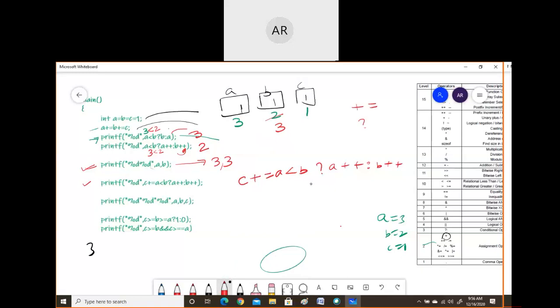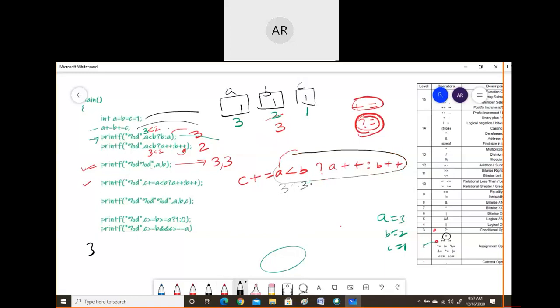Here we can see that there are two operators: the plus equal to, and the ternary operator. In the table we can see this is the plus equal to, and this is the ternary operator. Which operator has the highest priority? Ternary has the highest priority, right? So in this case, this will be executed first.